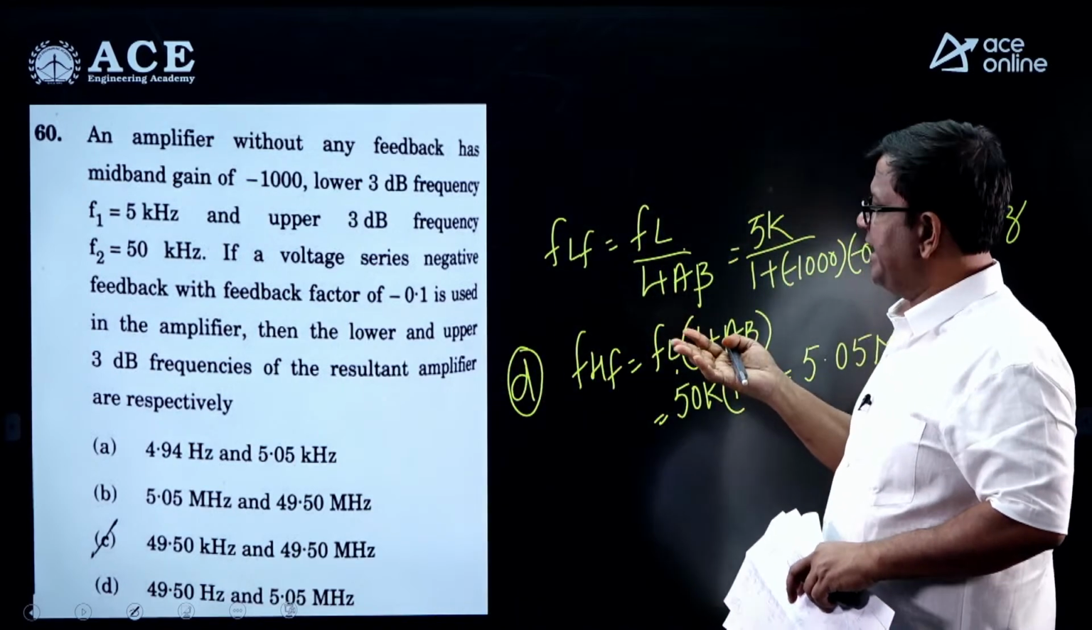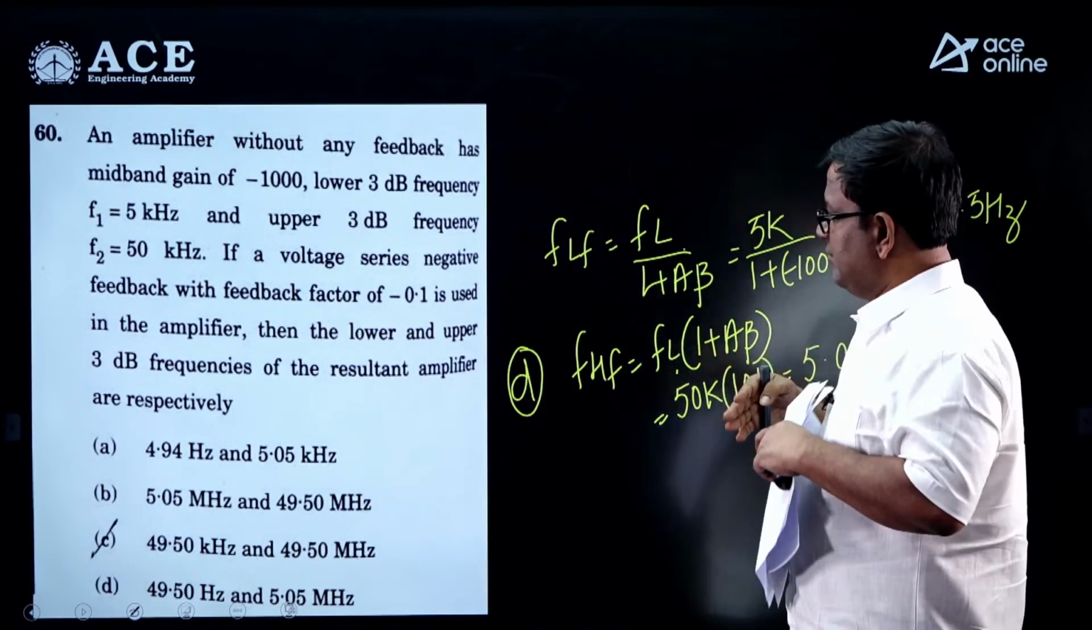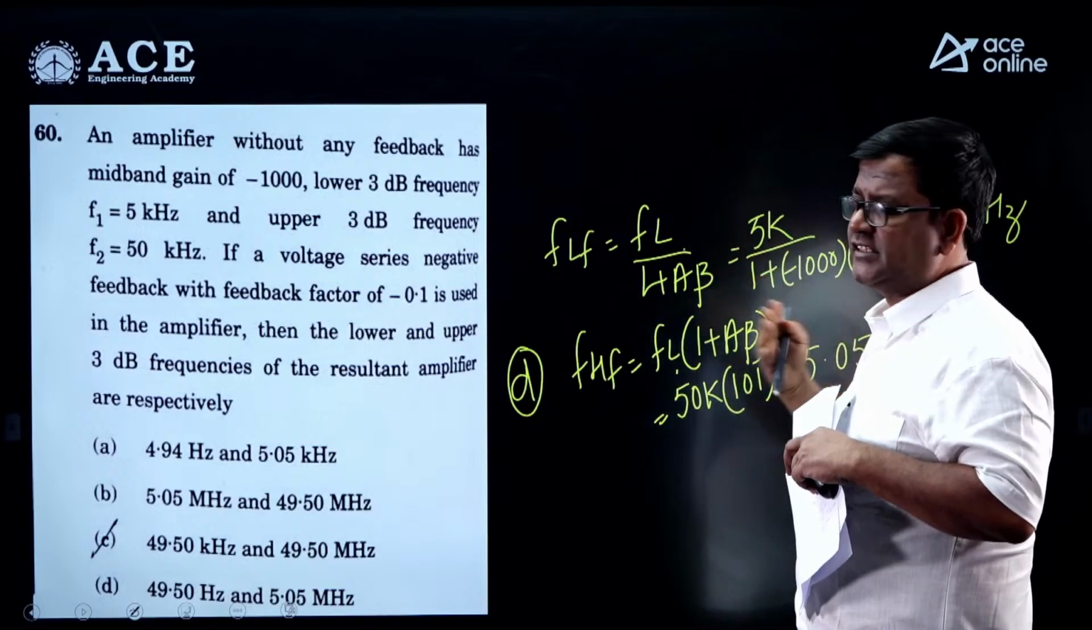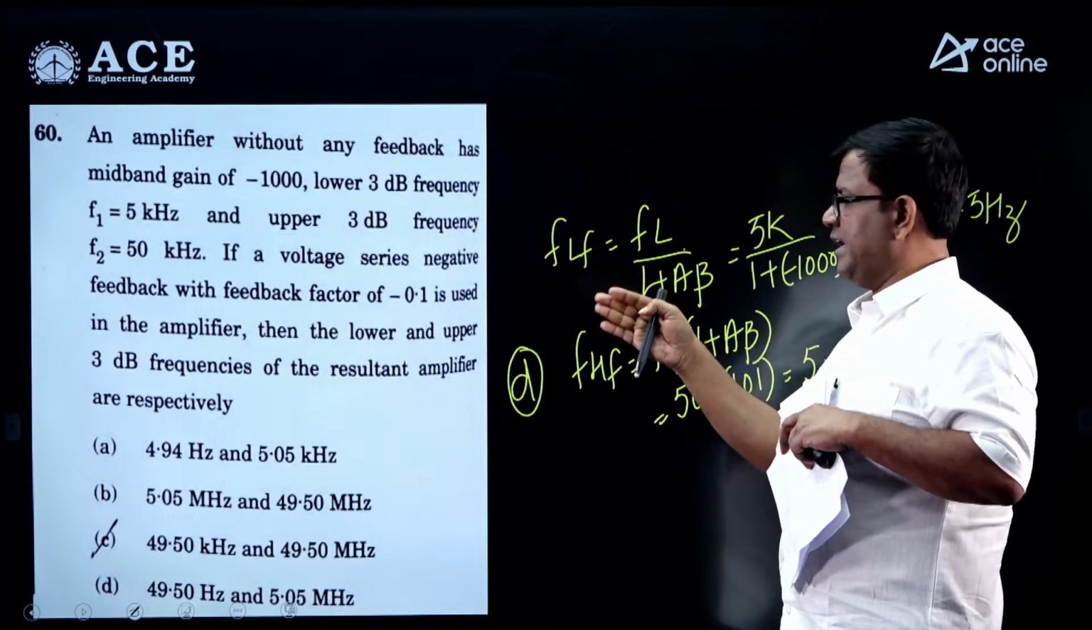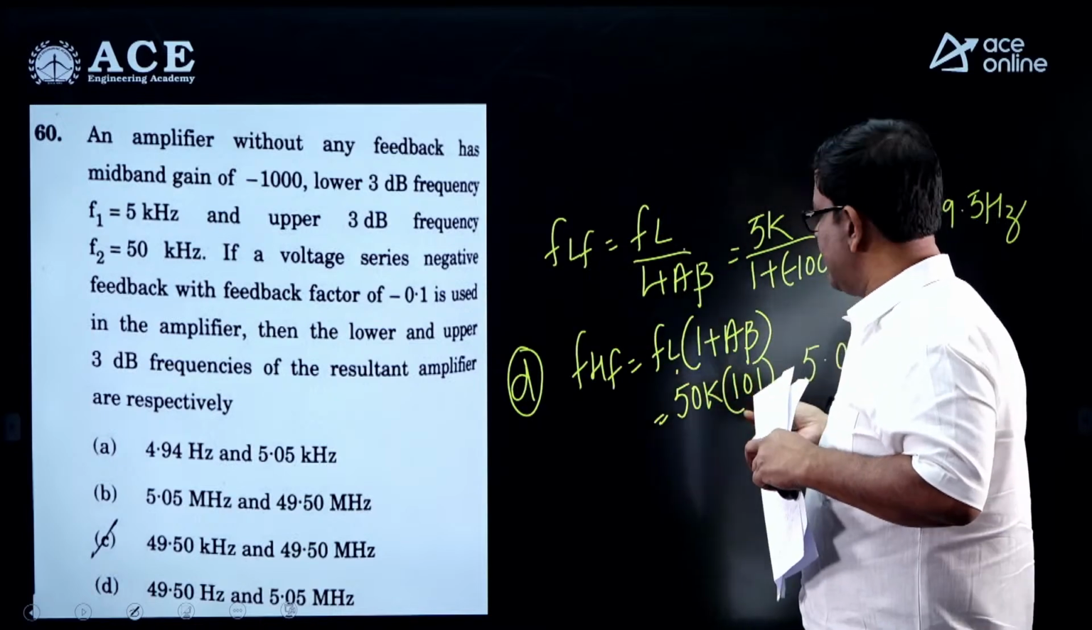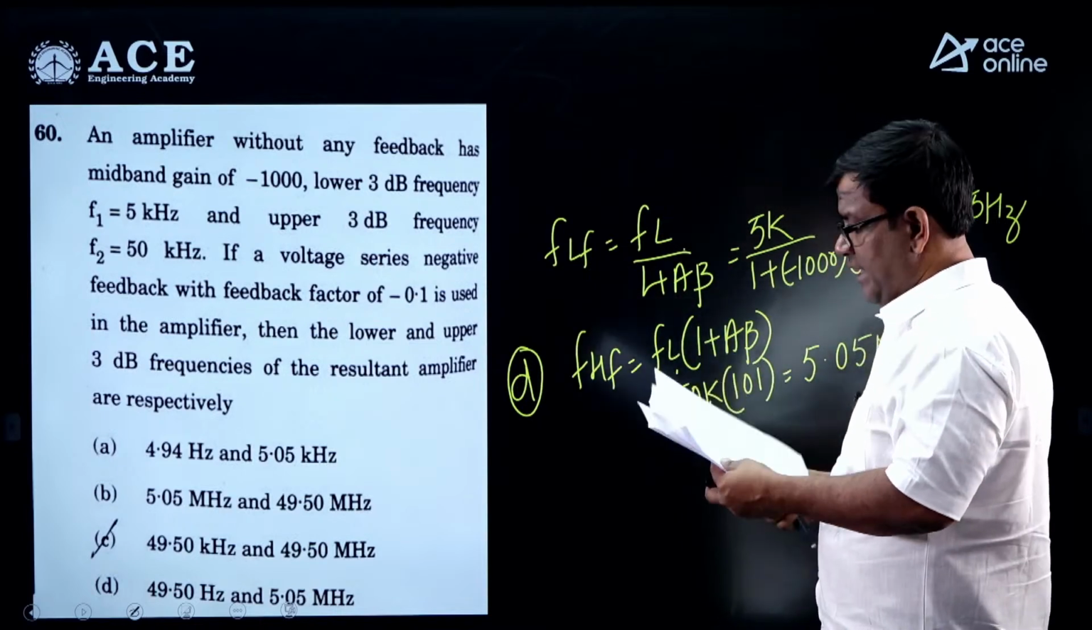So whenever there is negative feedback, there is an improvement in bandwidth. That's the trade-off when you reduce the gain. So the lower cutoff frequency will reduce and the upper cutoff frequency will increase. That's how the bandwidth has improved.